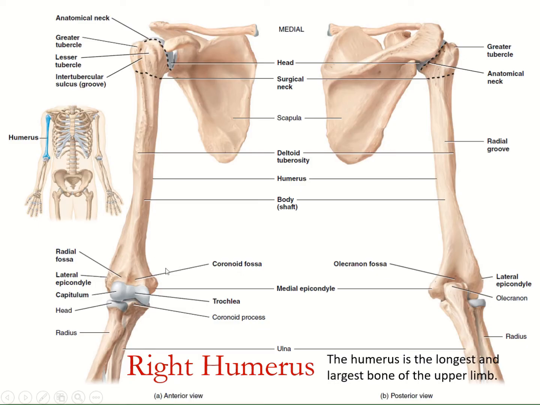At the distal end of your humerus, you have a medial and a lateral epicondyle. At the proximal end of your humerus, you have the anatomical neck and the surgical neck of the humerus, the greater and lesser tubercles, and in between you'd be able to appreciate the intertubercular sulcus or groove.